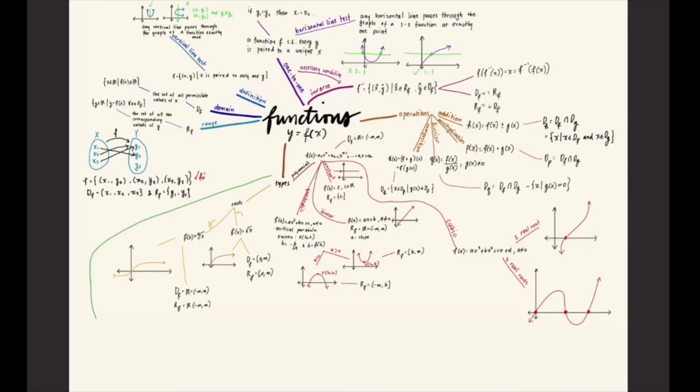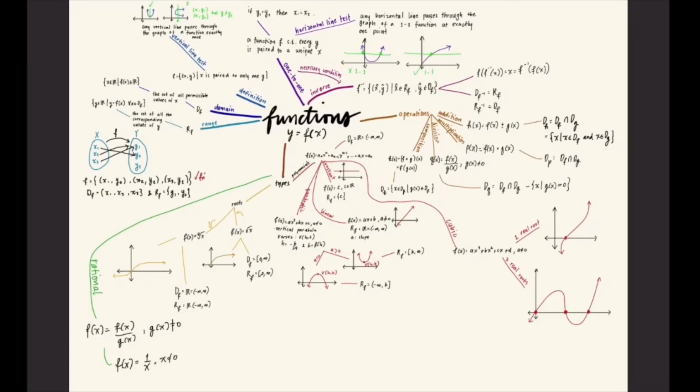Another type of function is the rational function. It's like the quotient of two functions. So in the form h of x equals f of x over g of x. G of x should not be 0. So the quotient, this is supposed to be q. Q of x equals f of x over g of x.